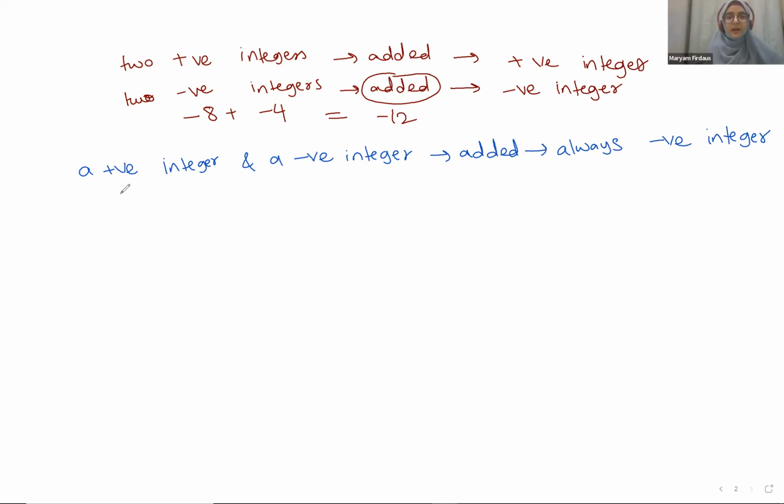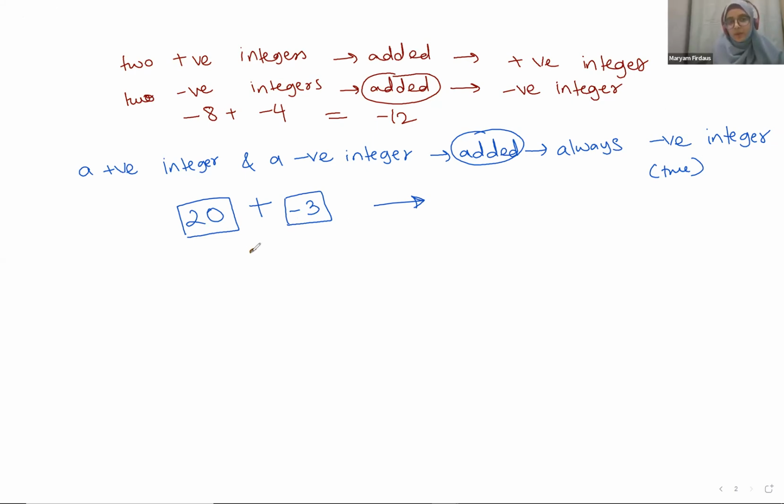Okay. How about I give you this example, Hiba? So you are saying that this is true, right? So how about I give you this example? I have a positive integer, which is, let's say, 20. Okay. And I am taking a negative integer, which is, let's say, minus 3. So if I add them, because over here I have to add them, right? If I add them, what will I get? Minus 17.